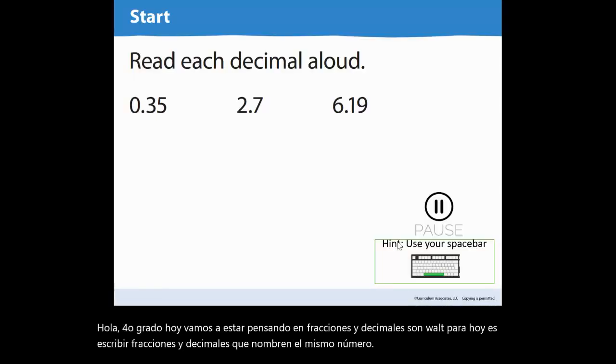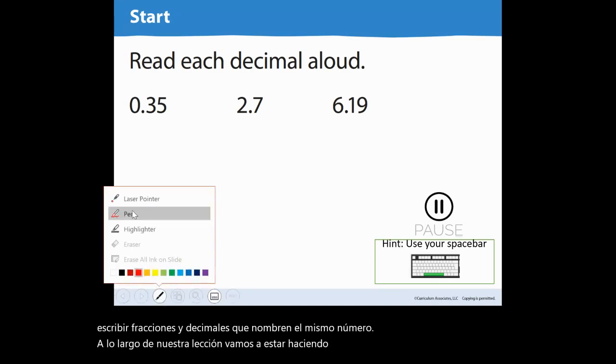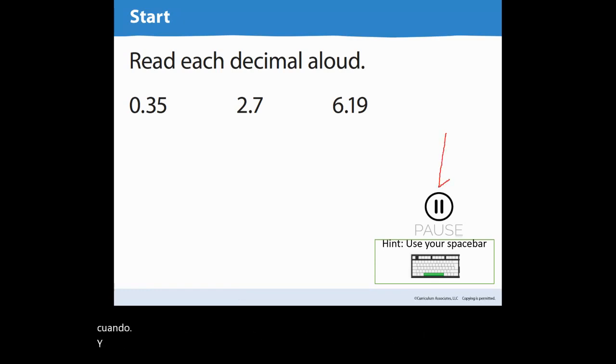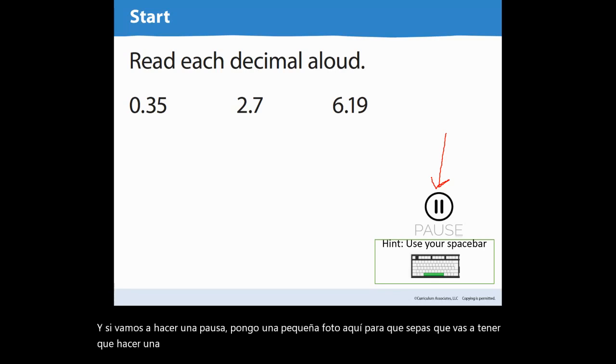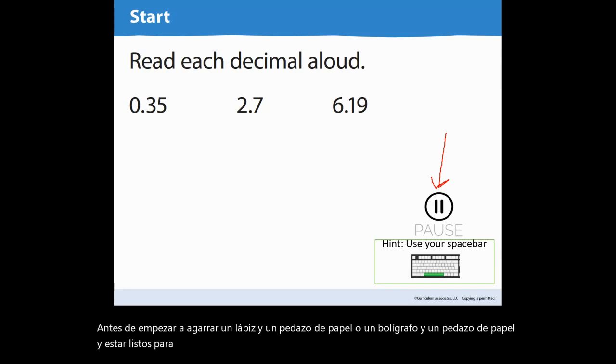Throughout our lesson, we are going to be pausing the slide every once in a while. And when we are going to pause, I put a little picture here for you to know that you're going to have to pause and do some work. Before we begin, grab a pencil and a piece of paper, or a pen and a piece of paper, and be ready to do some work on that paper.